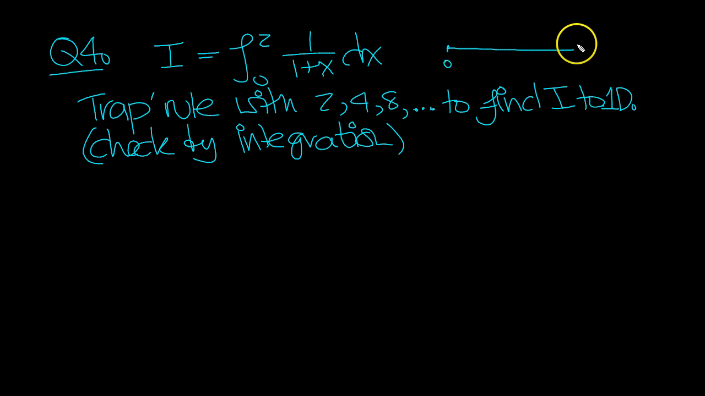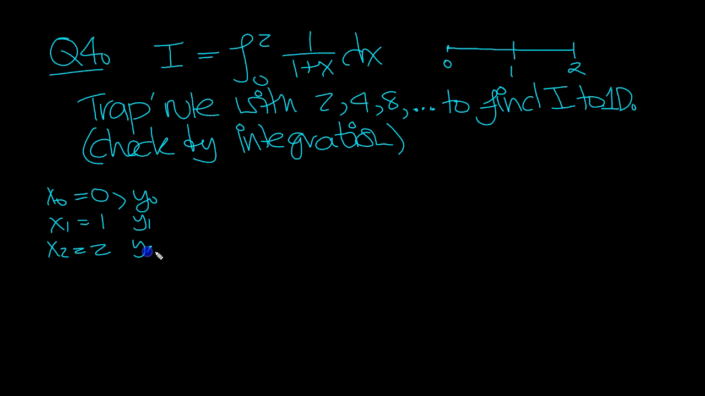First of all, we're going from 0 to 2 with 2 strips, so that would be there, wouldn't it? There's our 2 strips, 3 ordinates. x0 equals 0, x1 equals 1, and x2 equals 2. Put 0 in, we get 1. Put in 1, you get a half. Put in 2, you get a third.